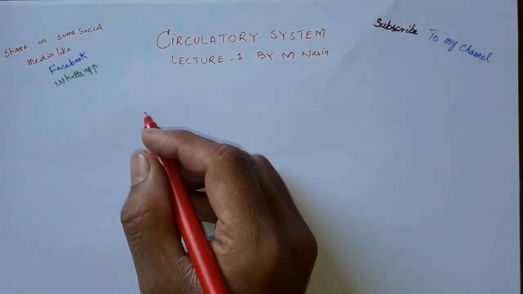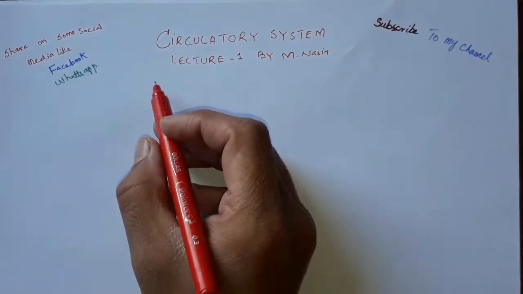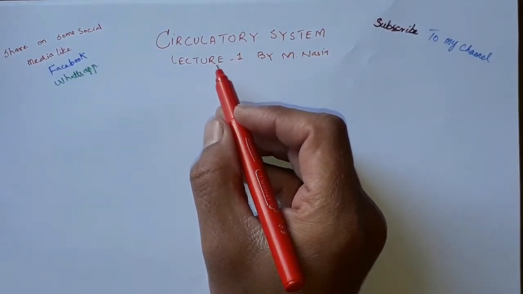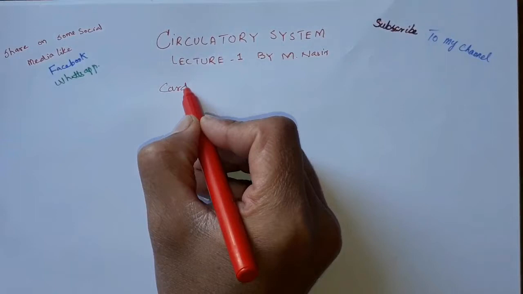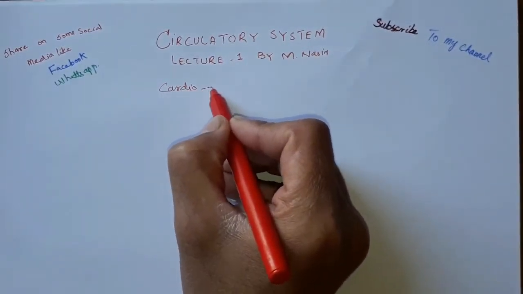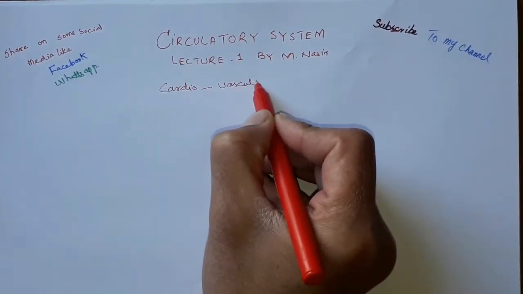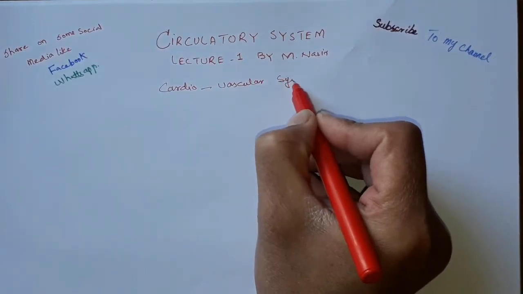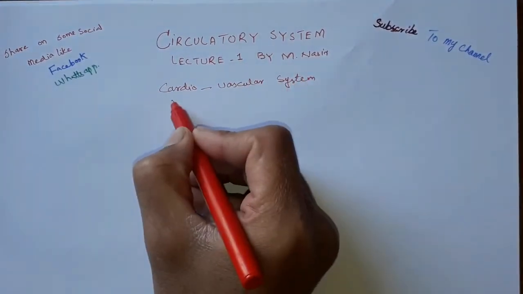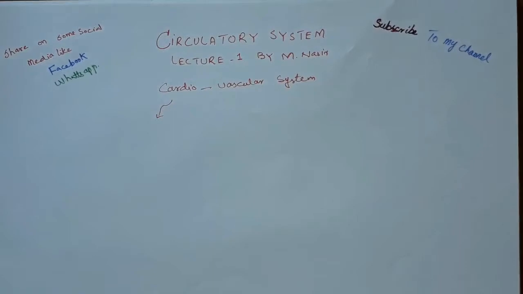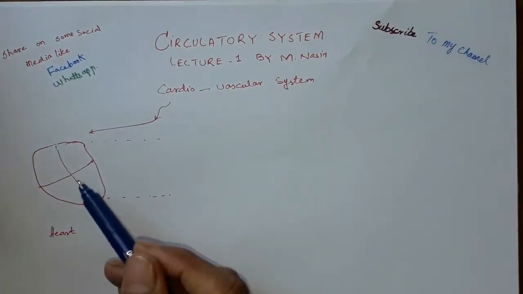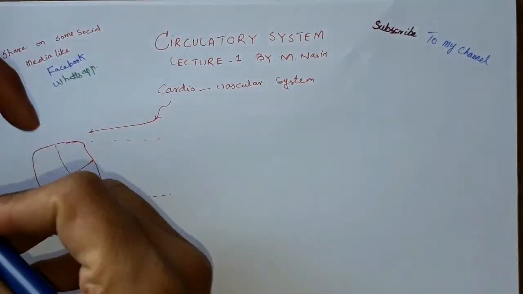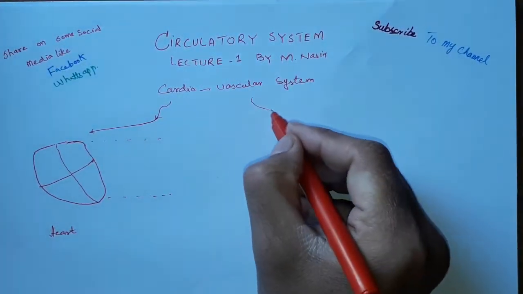So let's start the circulatory system. The circulatory system is also called the cardiovascular system, where cardio refers to heart. This is the human heart, and vascular refers to blood vessels.